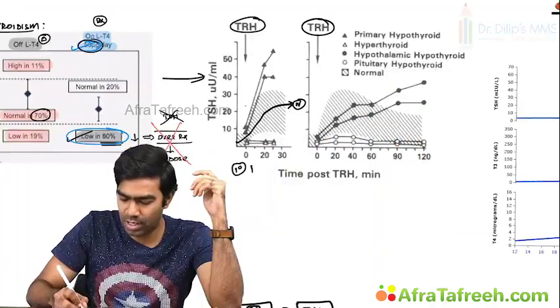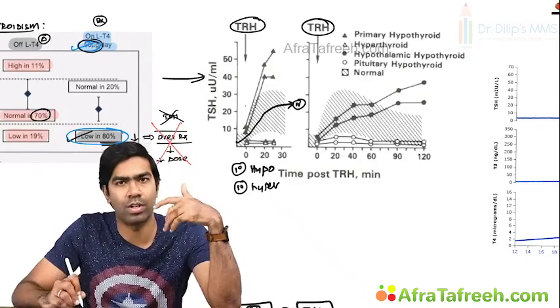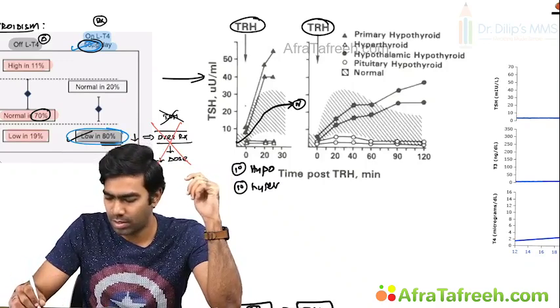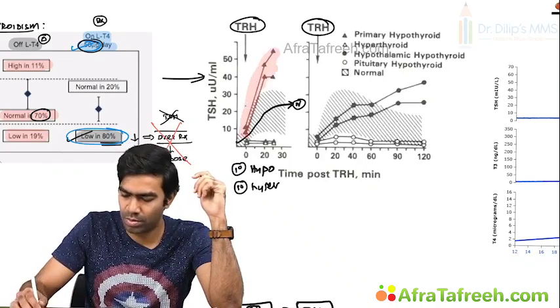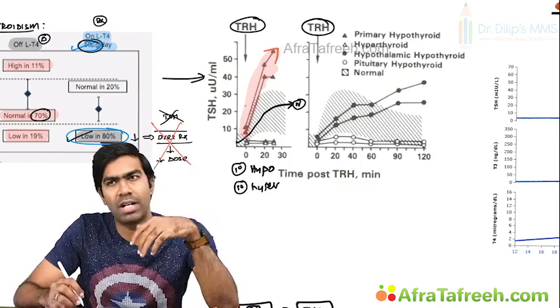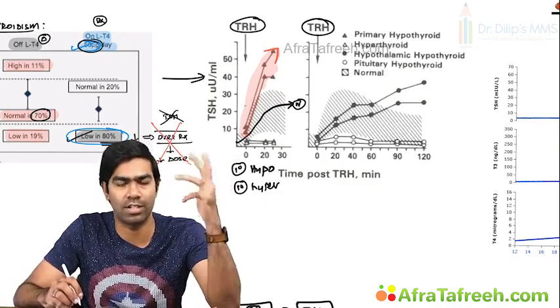Let us see. This shaded area here tells you the normal range. So I can draw an approximate line. This is the normal for your reference. In the first graph, we are only seeing two diseases, primary hypothyroidism and primary hyperthyroidism, and how they are going to behave. A primary hypothyroidism is going to behave something like this, which means there will be a drastic increase in the TSH in relationship to the TRH stimulation.